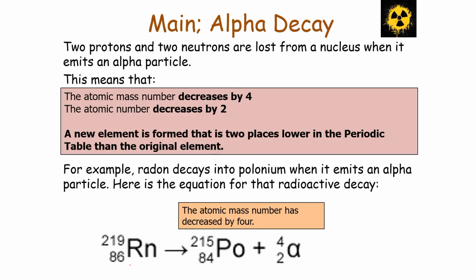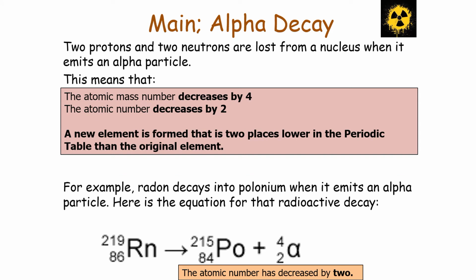So 2 protons and 2 neutrons are lost from a nucleus when it emits an alpha particle. This means its atomic mass decreases by 4 and its atomic number decreases by 2. A new element is formed that is 2 places lower in the periodic table than the original element. So you can see here radon has had its atomic mass number decreased by 4 and its atomic number decreased by 2, so it forms polonium.